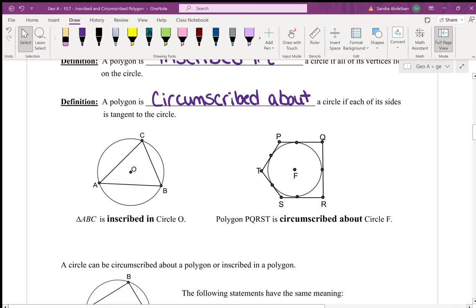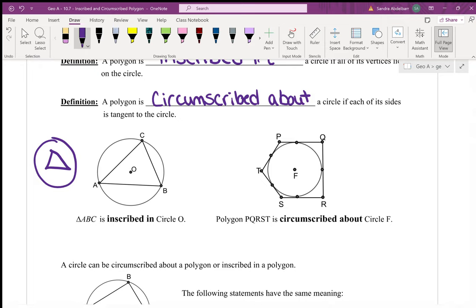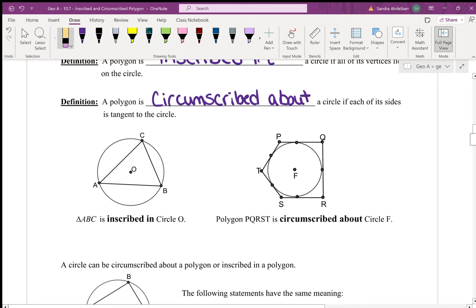All right, so if you notice my first diagram, do you see how each of the vertices of the triangle are on the rim of the circle? This means the triangle is inscribed in the circle. If I were to draw my diagram like this, would my triangle be inscribed in the circle? No, that would just be a triangle inside of a circle, right? Inscribed in means all its vertices have to be on the rim. So the triangle is inscribed in the circle. The circle is circumscribed about the triangle.